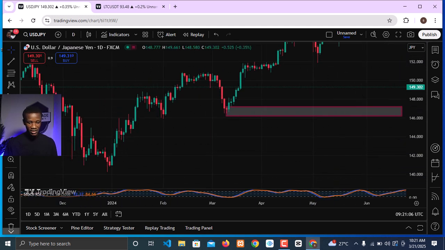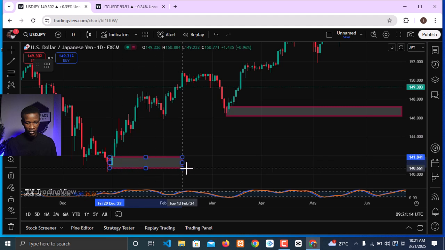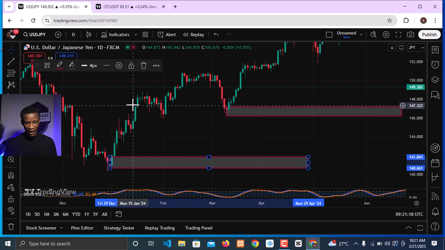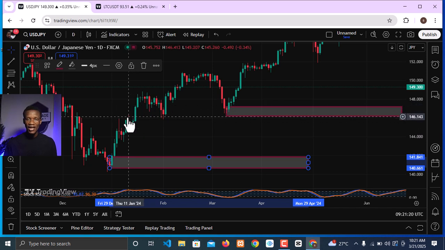We have this one as well. This is the last bear candle before this bullish expansion. So we have another order block right at this point, and you can also call this one an order block as well. But not every order block you see on your price action is going to be very active, that is, will react to the market greatly, depending on where the order block is located.